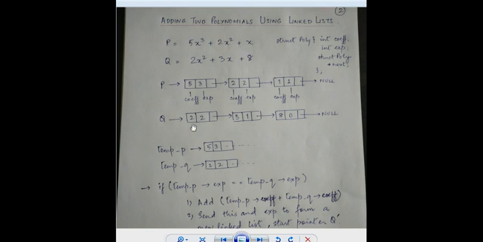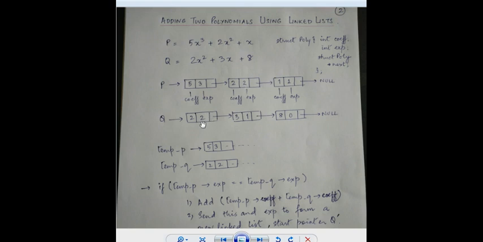stay. In the next round, when I compare the exponents, I'll see a match between the two and I'll add the coefficients. So I'll get 4x squared and I'll send that to my resultant linked list. So what do I mean by sending to the resultant linked list? I have declared another start pointer which will be used to add a node in the linked list at the end. So as I get a term here, I send it there. It will be added just like we add a node to the linked list.